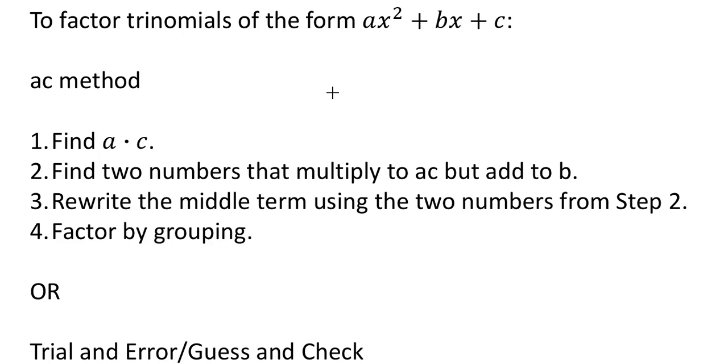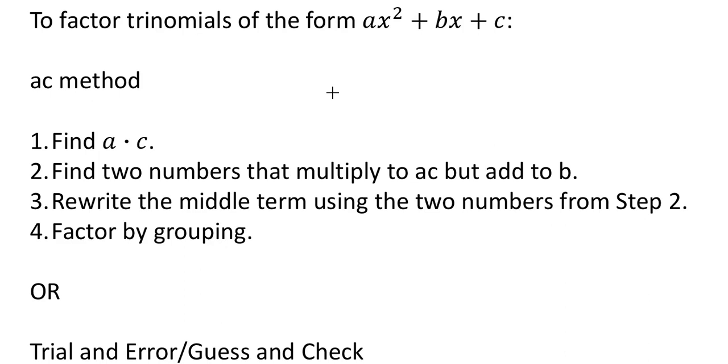The AC method works in the following way. Step 1, find A times C. Step 2, find two numbers that multiply to AC but add to B. That should sound familiar because we did something very similar in the previous section, section 4.4, when we were factoring where A was equal to 1. We had a step in that process that was very similar to that.